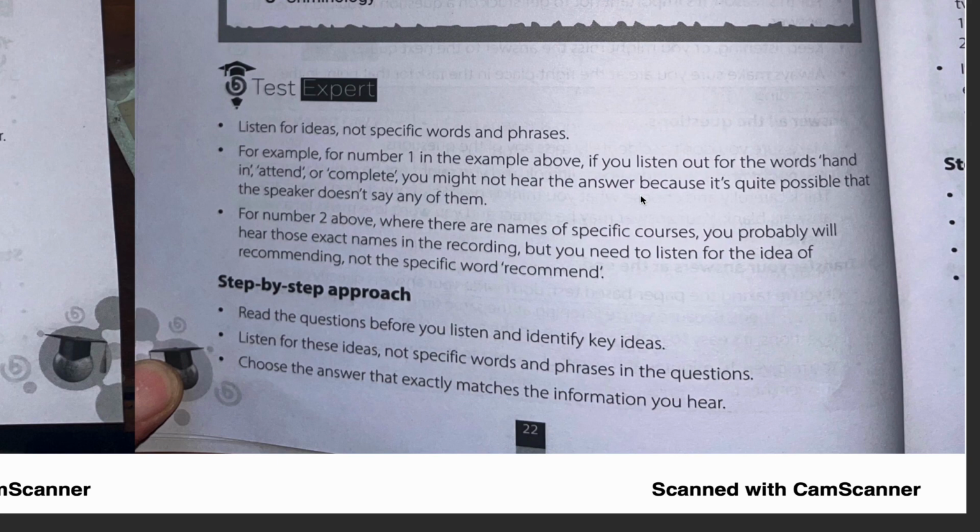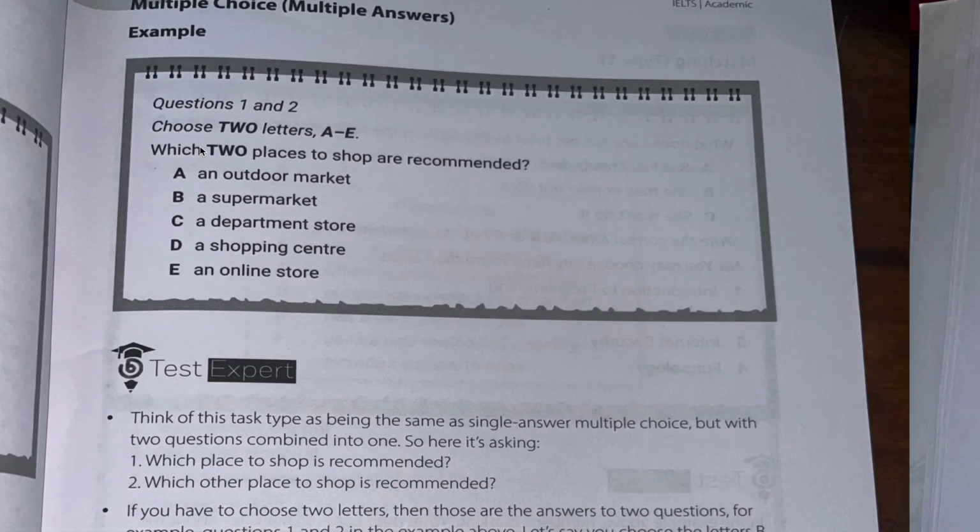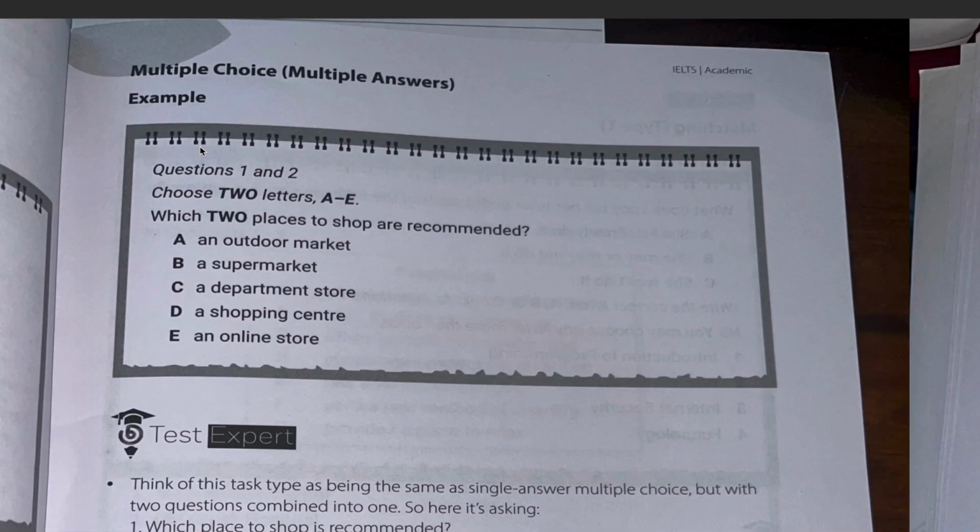Okay. A step by step approach: read the questions before you listen. That is something I would recommend to each one of you. First you need to read the questions which are given, and after you read the questions, you can hear the paragraph and listen for the key ideas given in it. Listen for these ideas, not specific words and phrases in the questions. Choose the answer that exactly matches the information that you hear. Okay, so that was the multiple choice type of question where the answer is just one.